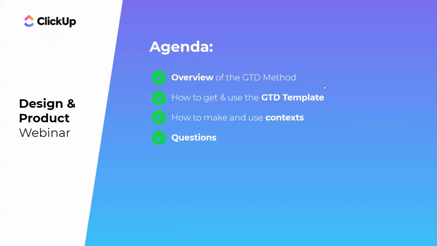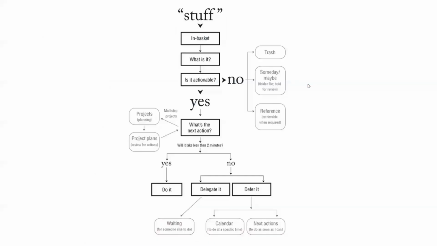Our agenda for today is an overview of the GTD method. I'm also going to do an overview of ClickUp as well, how to get and use the GTD template within ClickUp, how to make and use context, which is perhaps a slightly more advanced function, and then we'll go to questions. So by the end of that, we should have a pretty good coverage of the basics of both ClickUp and GTD, and then kind of enough to get you started.